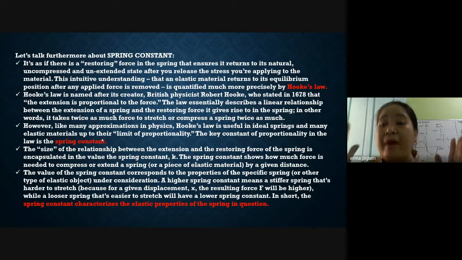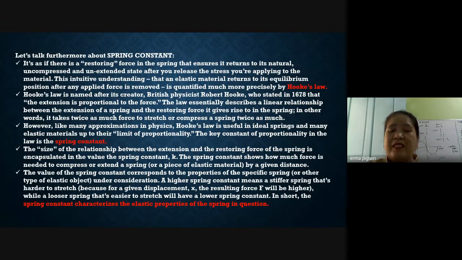Applicable lang si Hooke's law kapag, if and only if, bumalik yung object sa kanyang equilibrium position. Pag hindi bumalik yung object sa kanyang equilibrium position, ibig sabihin, nalampasan na natin yung limit of proportionality. Okay, so the size of relationship between the extension and the restoring force of the spring is encapsulated in the value of the spring constant K. The spring constant shows how much force is needed to compress or extend a spring or a piece of elastic material by a given distance.